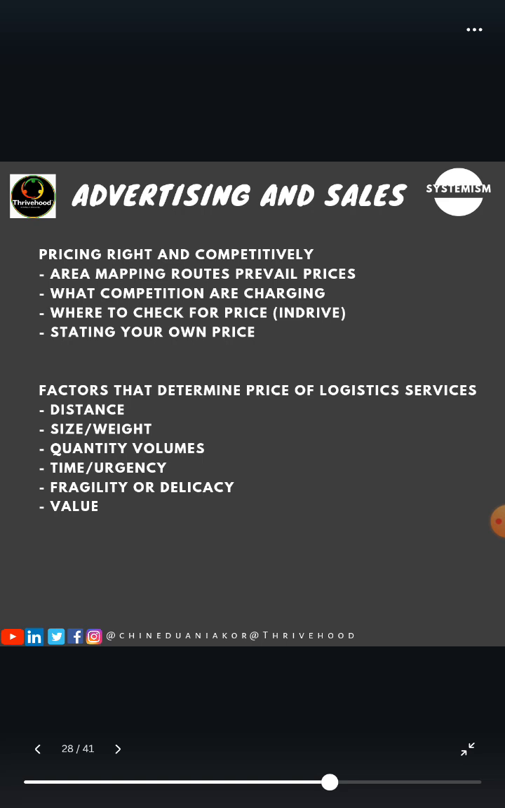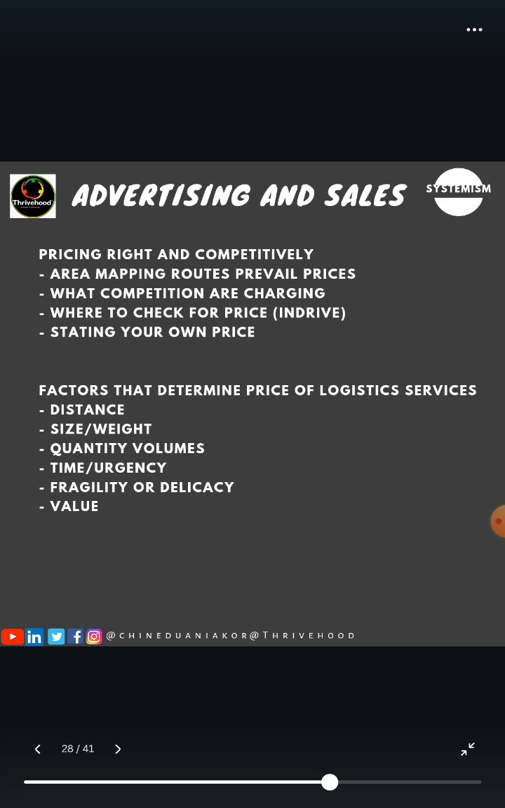And finally, the value. This is as critical as the other factors. Something worth 1 million or 20 million is not charged the same as something worth just 5,000, or 10,000, or even 20,000. So how much you will charge for a solar panel and solar kit that is 300,000, aside from the weight and delicacy, is about the value. The value is worth 300,000.